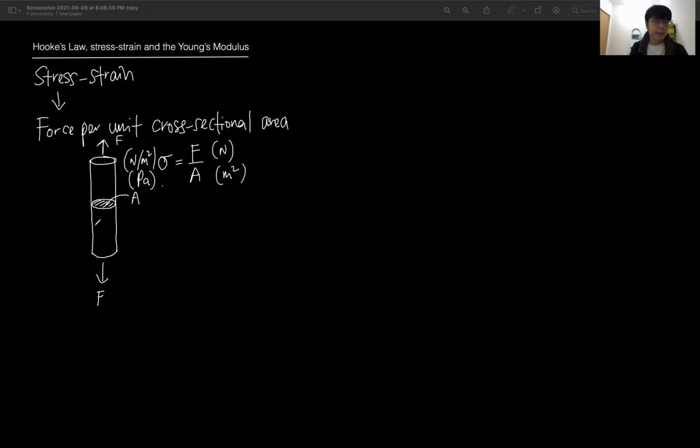Okay, now because of stress, the object experiences strain. Okay, strain, what is it? Strain is the change in length per unit original length.